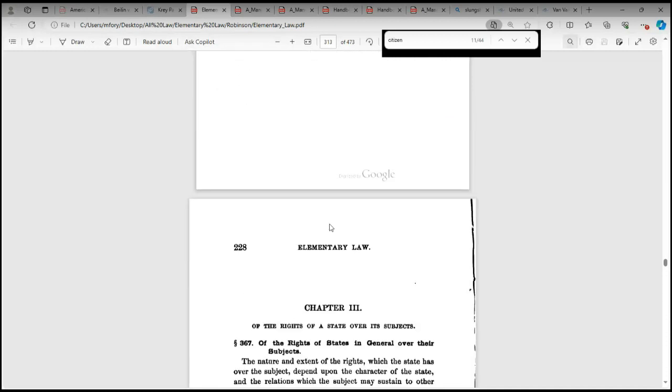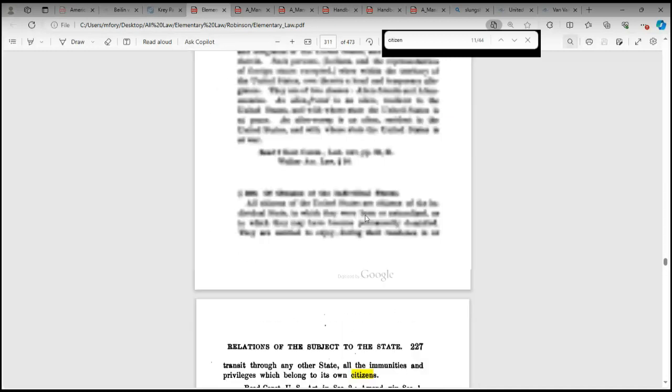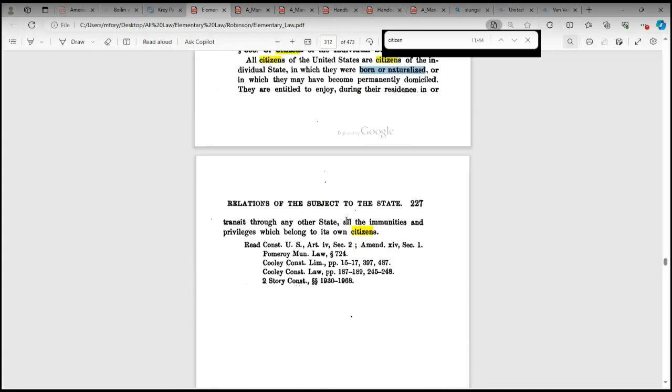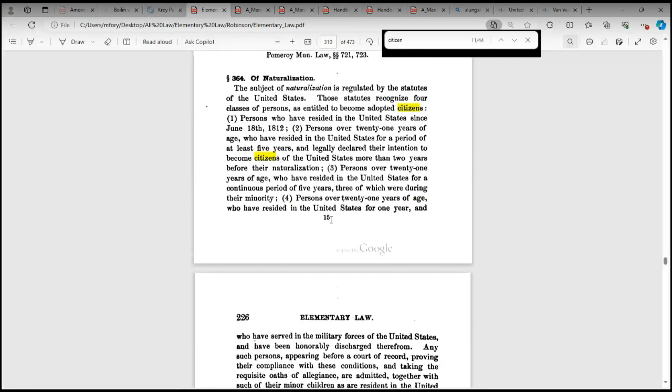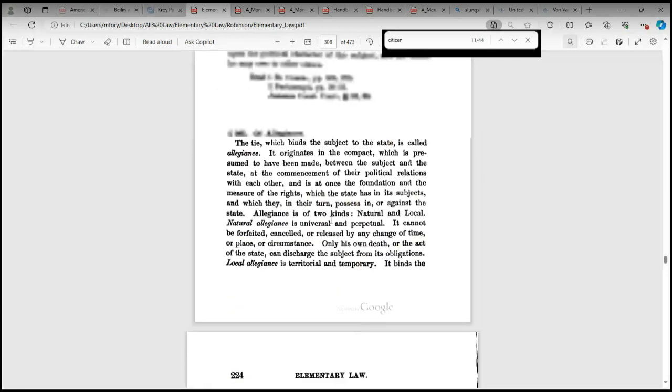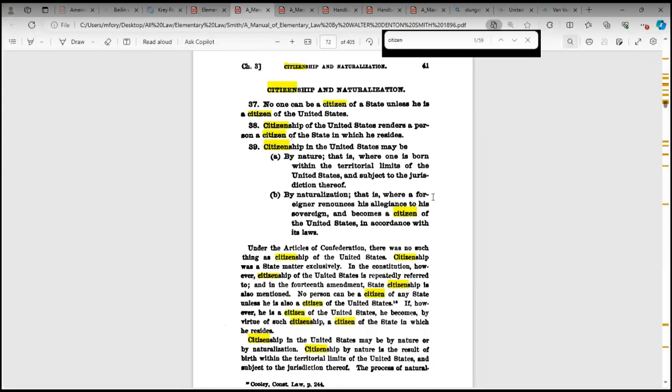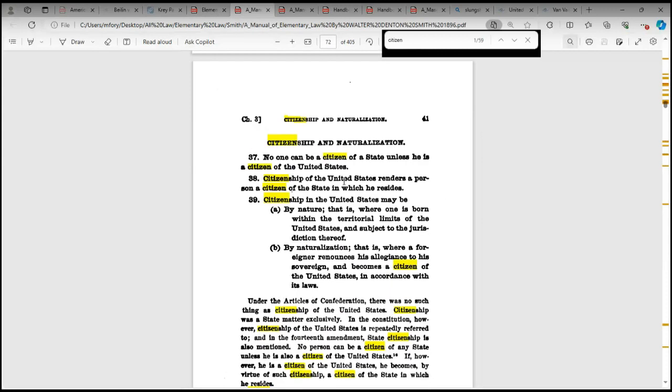This should be a given, and most things that we should have a familiar understanding with. All right? This one was short and sweet, but not really in detail. The other books are better detailed. So this book right here is same thing, A Manual on Elementary Law by a guy named Smith. Denton Smith, I think his name is. So citizenship and naturalization.